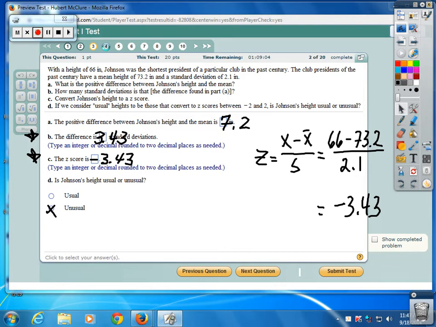So his height is unusual because it's below negative 2. 2 and negative 2 is 95% of the population. Anything outside of 2 and negative 2 is what? Unusual. Anything outside of 3 and negative 3 is what? That's an outlier. So technically, he's an outlier, but they didn't ask that. They just asked if it was unusual.